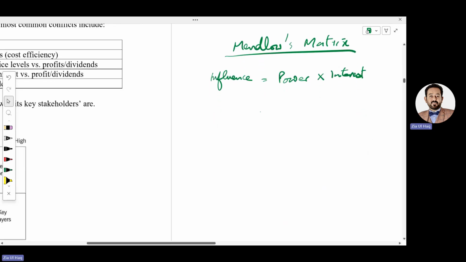Some stakeholders have high power in the organization and some stakeholders have low power in the organization. Who has high power to influence the organization?